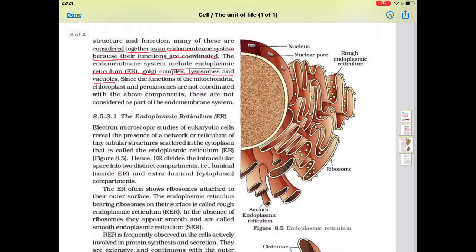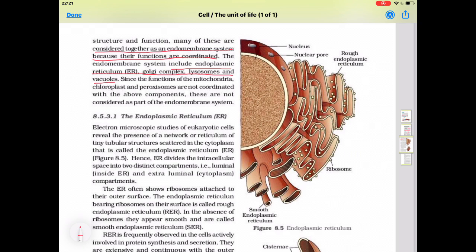So, in the endomembrane system, mainly endoplasmic reticulum. From endoplasmic reticulum, Golgi bodies are formed. From Golgi bodies, lysosomes or vacuoles are formed. These all function in a coordinated manner, so they are considered as endomembrane system.